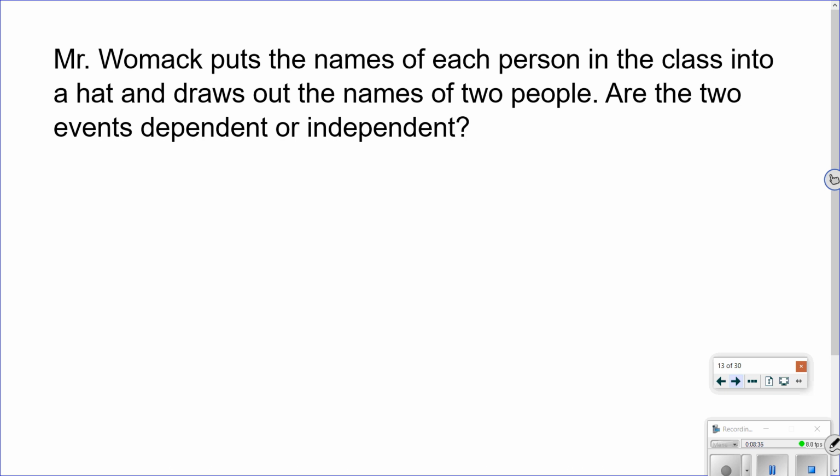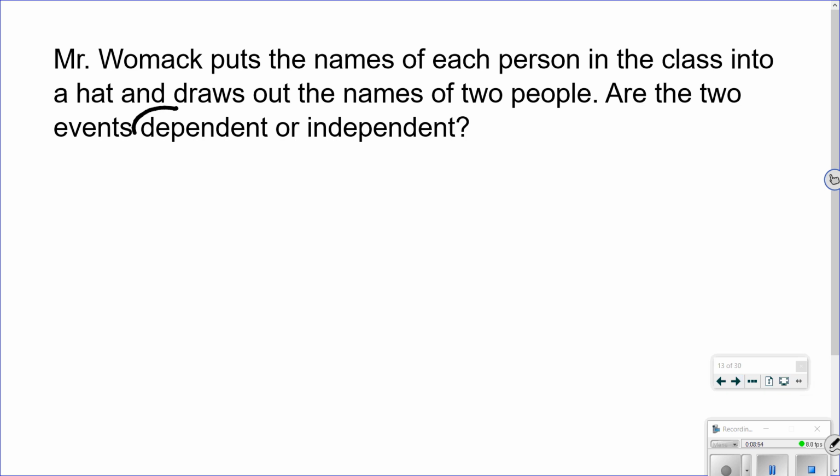So in that case, these 2 events would be dependent, because when I draw out the first one, say there's 20 students, instead of having 20 students, now there would only be 19 for the second one. So the first event affects the probability of the second one. So these would be dependent.